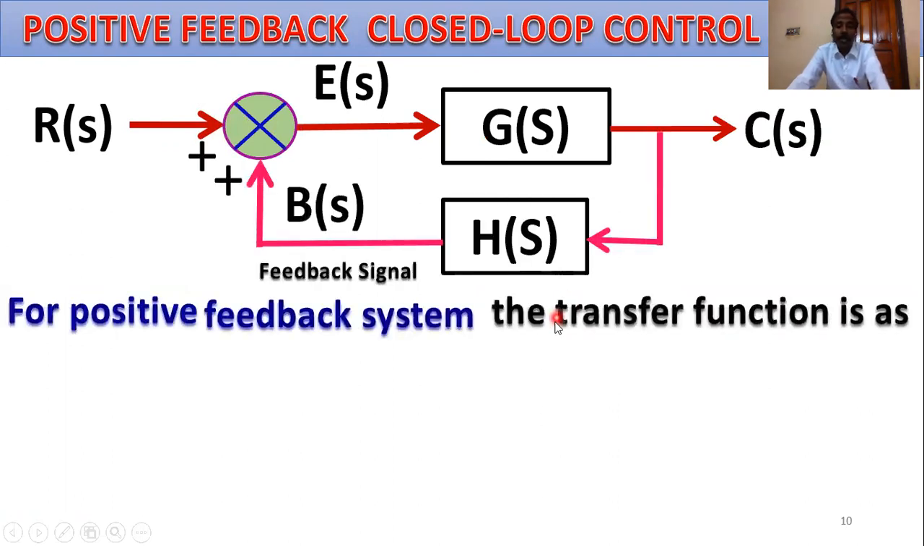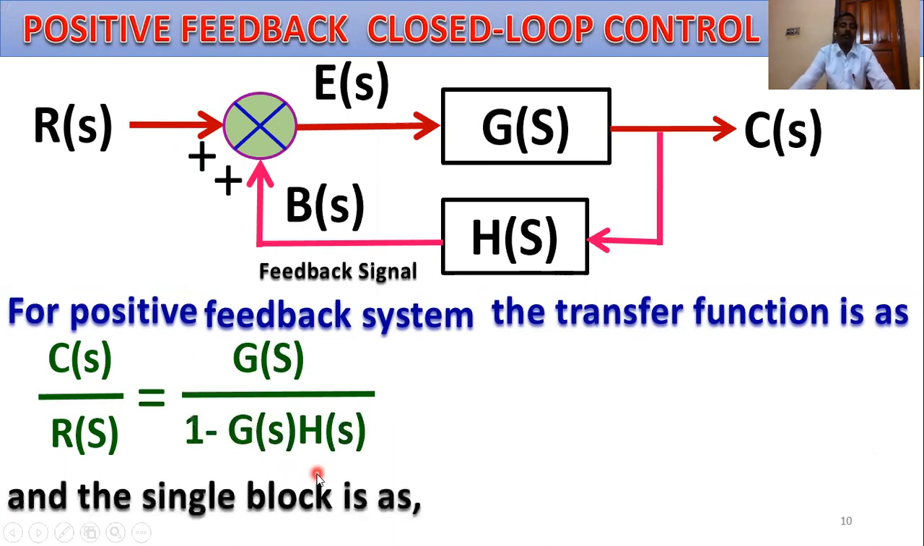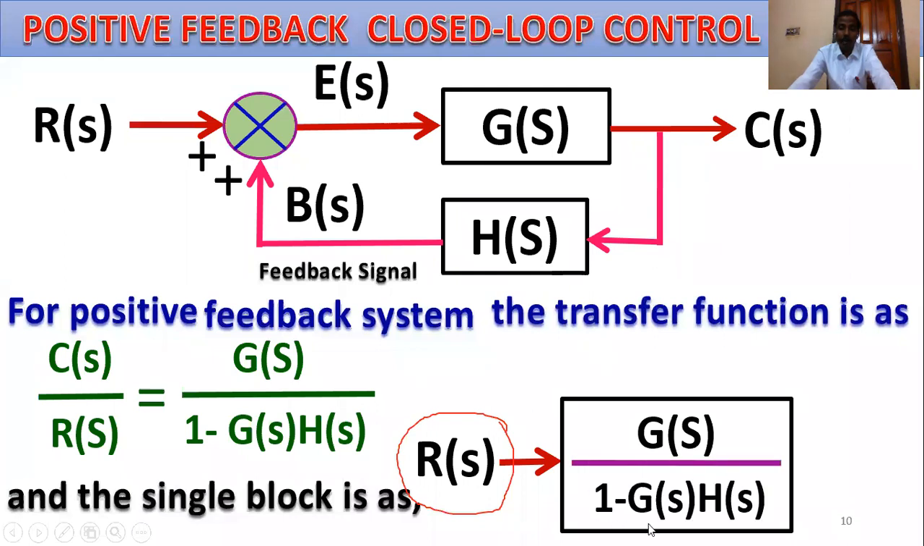For a positive feedback system, the transfer function is C(s)/R(s) equals G(s) by 1 minus G(s)H(s). The single block diagram has R(s) as the reference input, the block gain G(s) by 1 minus G(s)H(s), and the output C(s).